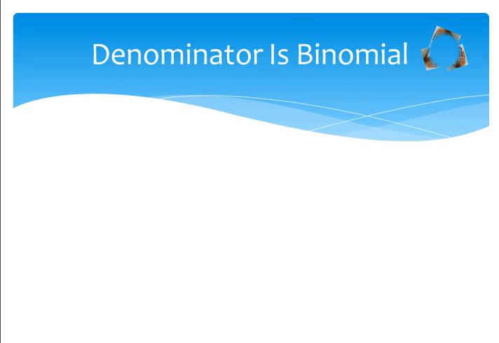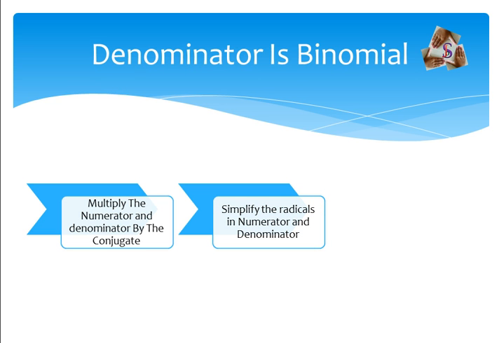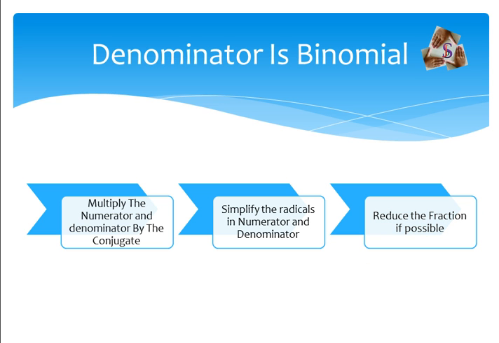Now let us try to understand how to rationalize a denominator when it is a binomial. That means the denominator consists of two terms. So I multiply the numerator and denominator by the conjugate. I simplify the radicals in numerator and denominator, and I reduce the fraction if possible. Let me explain these steps with an example.